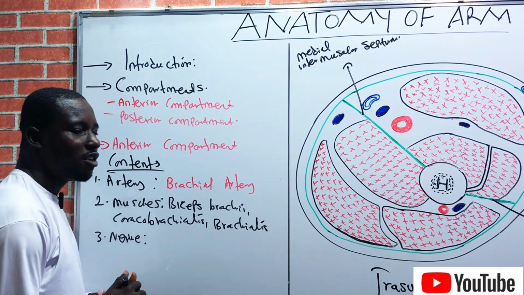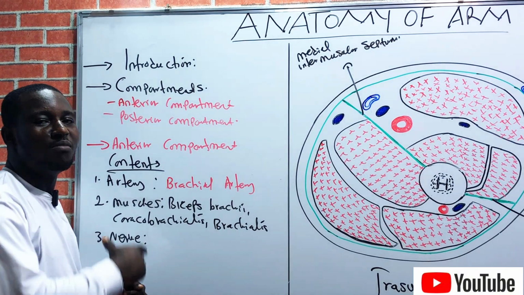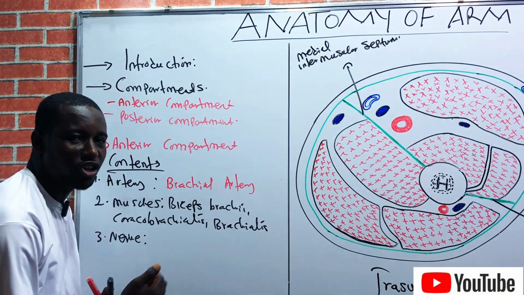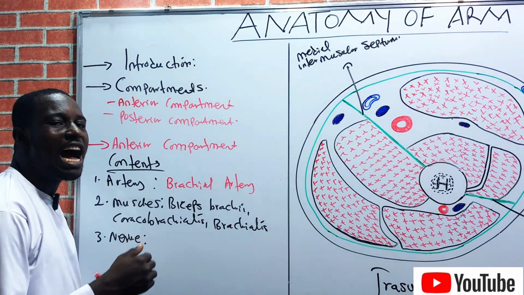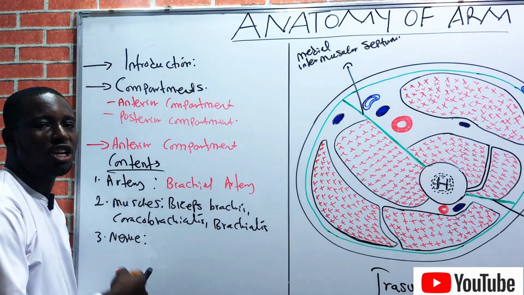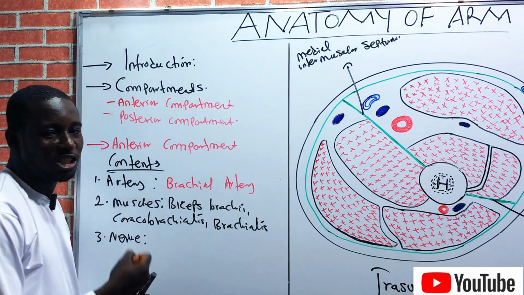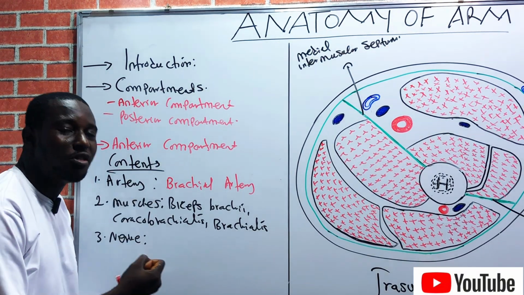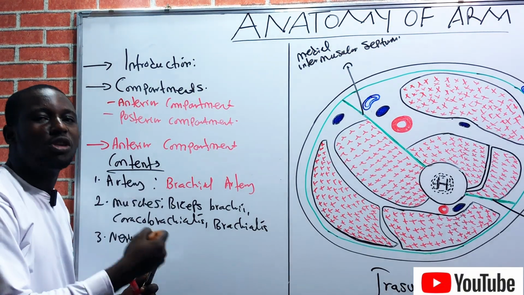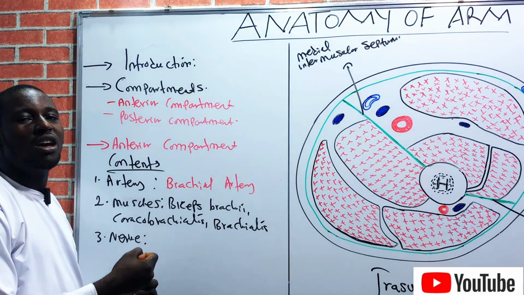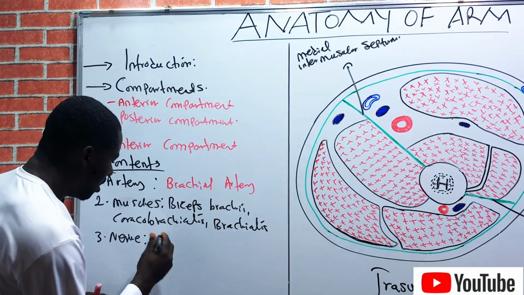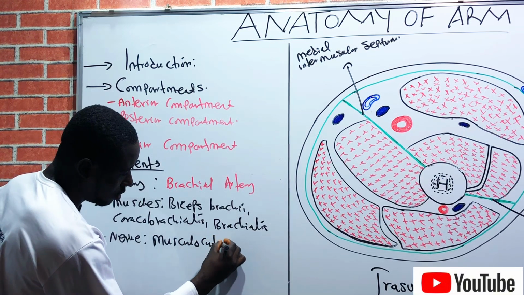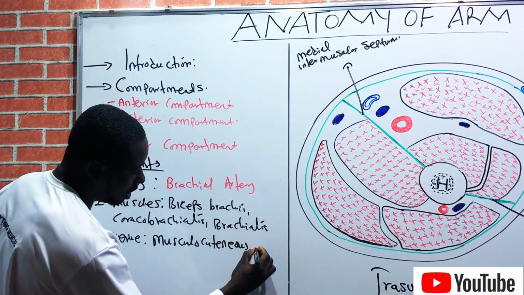Then our number 3 is the nerve. What is the major nerve of the anterior compartment of the arm? It is the musculocutaneous nerve, because it has a muscular branch, a cutaneous branch, and the articular branch. It is majorly the muscular branch of the musculocutaneous nerve that innervates the muscles in the anterior compartment of the arm.